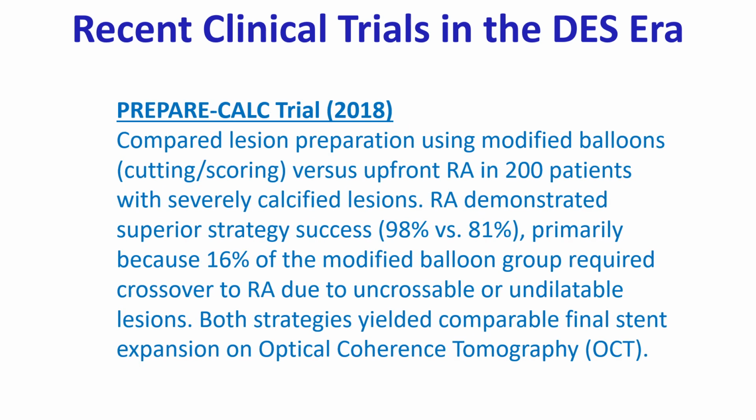at 9 months. The PREPARE-CALC trial in 2018 compared lesion preparation using modified balloons, cutting or scoring, versus upfront rotablation in 200 patients with severely calcified lesions. Rotablation demonstrated superior strategy success, 98% versus 81%, primarily because 16% of the modified balloon group required crossover to rotablation due to uncrossable or undilatable lesions. Both strategies yielded comparable final stent expansion on optical coherence tomography.